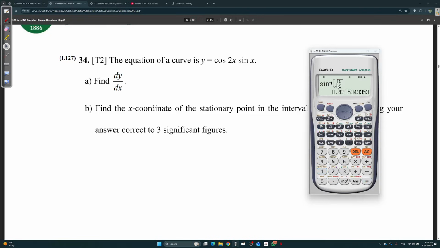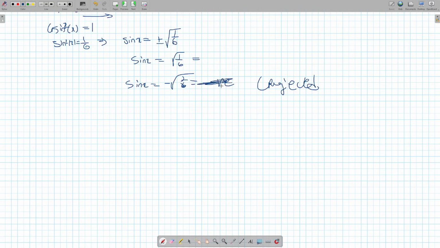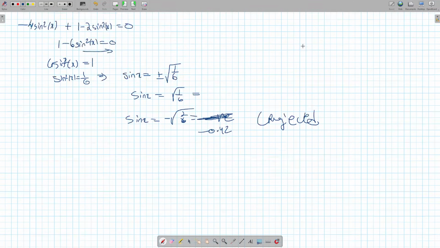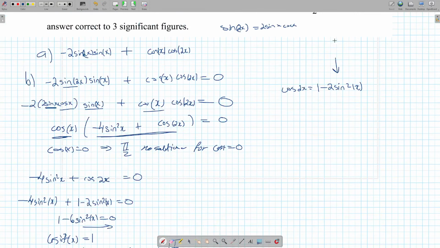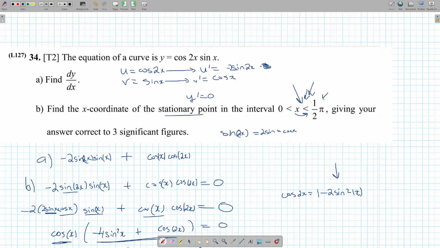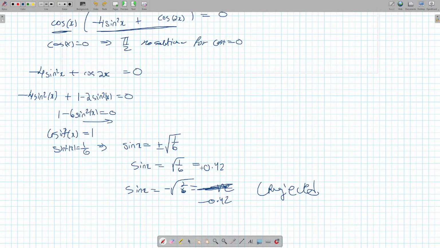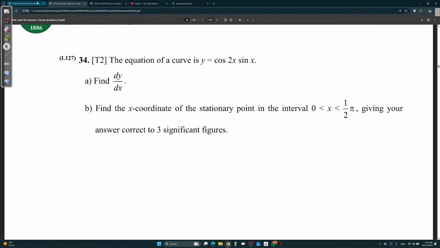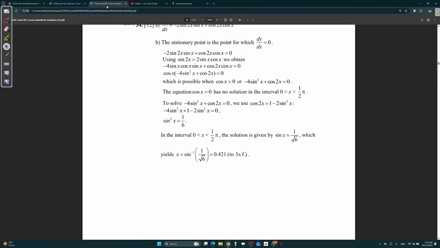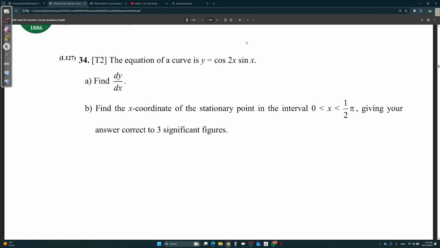Then shift sine radical 1 over 6, and 0.42. When you get negative 0.42, that's why you say rejected, because negative 0.42 is not in this interval. Here we get 0.42, which is in this interval, because pi over 2 is about 1.5, 1.6, and 0.42 falls between 0 and 1.5. So the value for x is going to be 0.42. Is that correct? 0.41. Very easy. Let's go now to page 27.